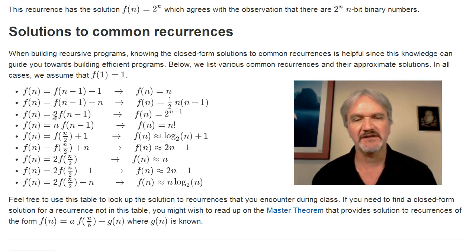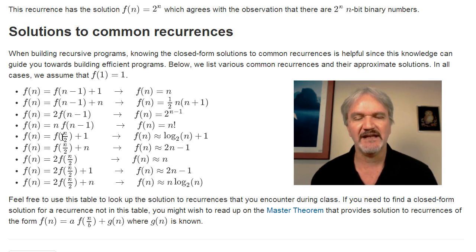F of n is equal to 2 times f of n minus 1. Here n was the length of the binary number. The solution to this is something that grows exponentially in n. That's not surprising. Every time we increase the length of the binary number by 1, we double the number of binary numbers.